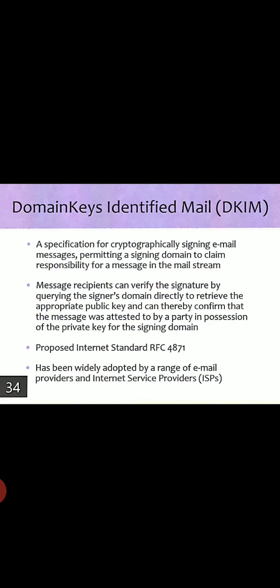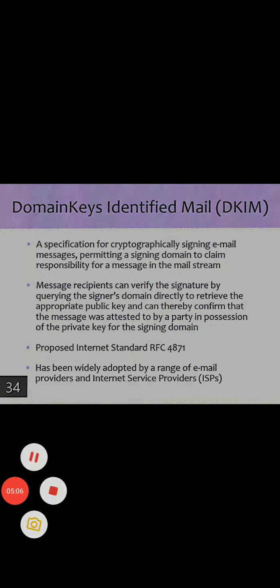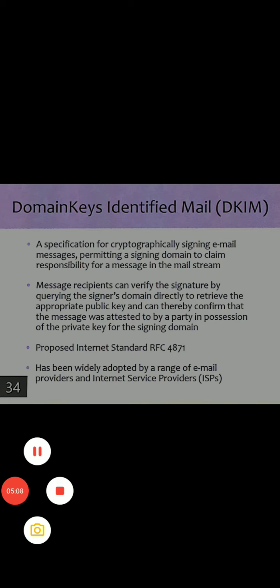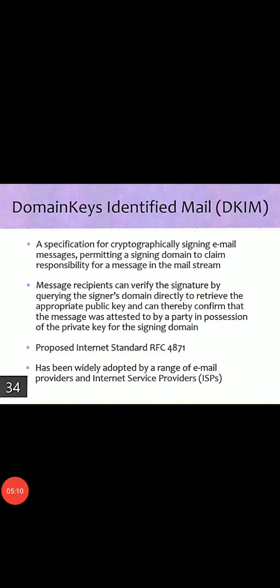The DKIM signature is generated by the MTA, the mail transfer agent. It creates a unique string of characters called a hash value. This hash value is stored in the listed domain.